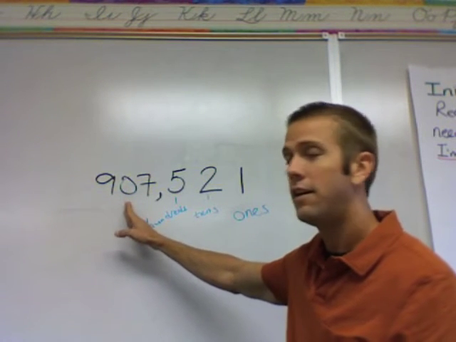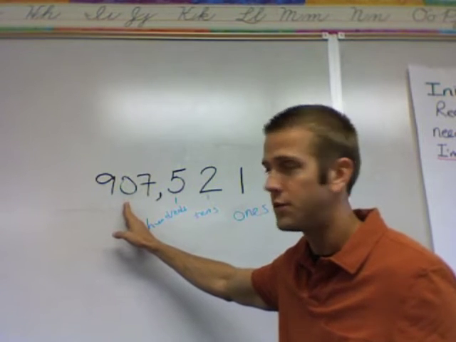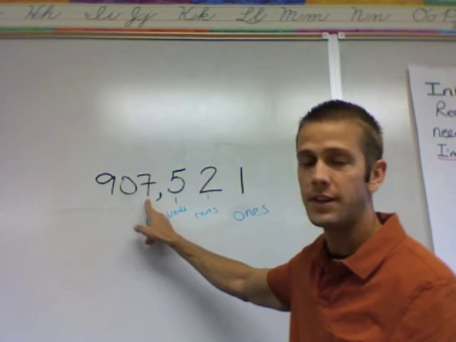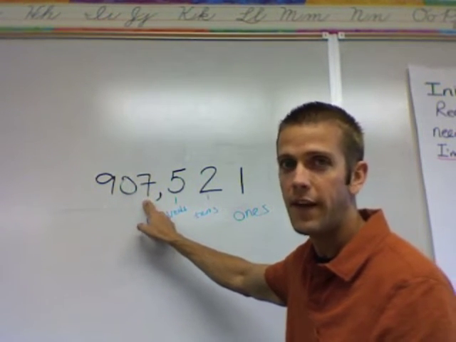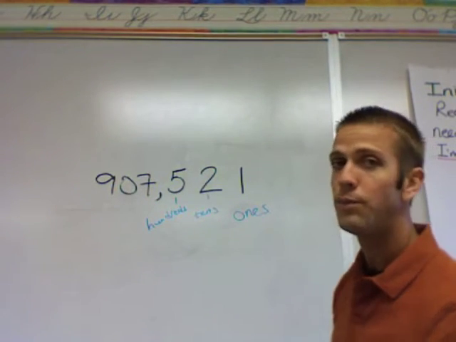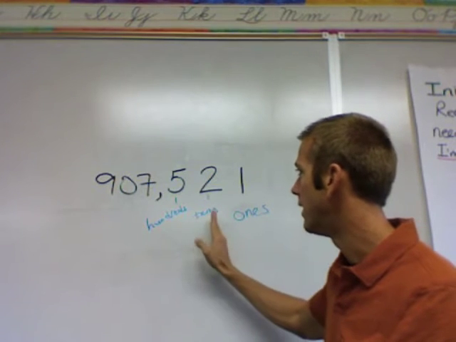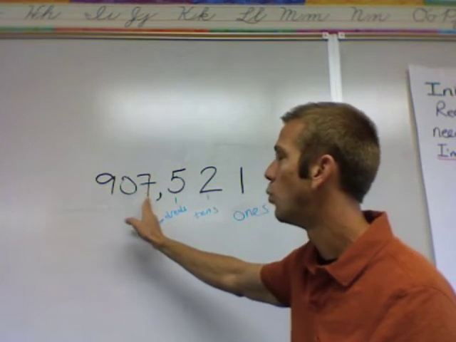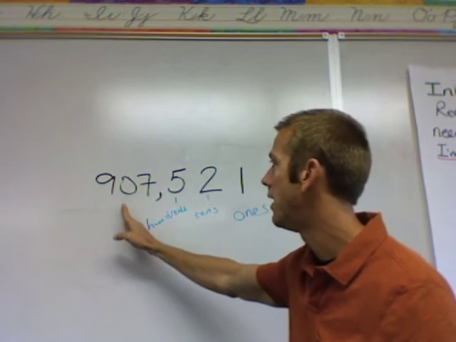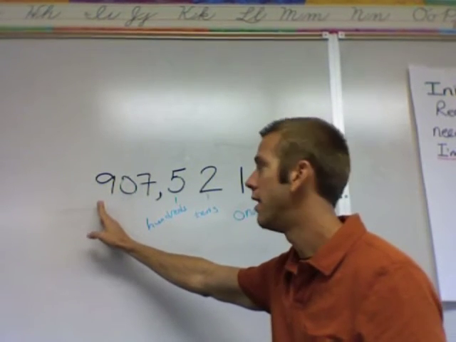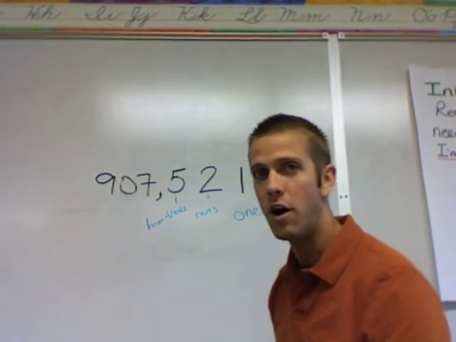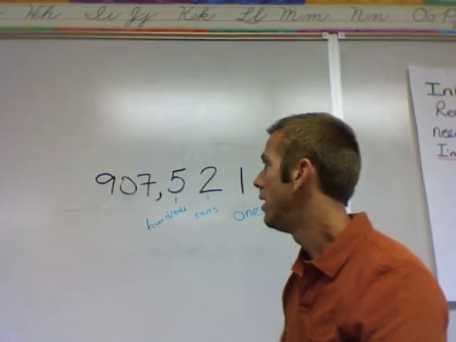Okay? And the 9's worth 100,000, so it's worth 900,000. The 10,000s, there's nothing there, so it's worth nothing. And the 7 is in the thousands, so it's worth 7,000. Notice how it's repeated: ones, tens, hundreds. This is ones, tens, hundreds. This is 1,000, 10,000, 100,000.